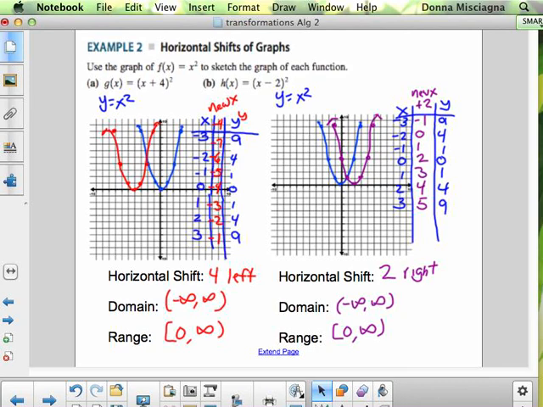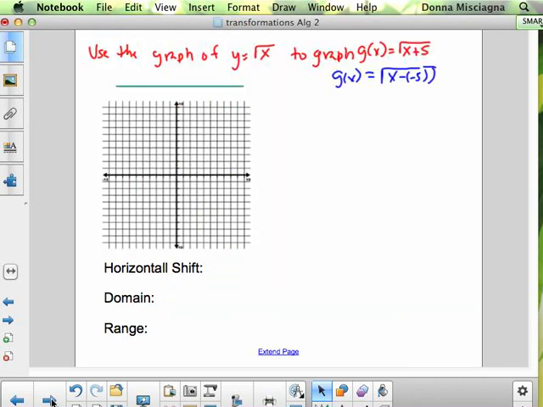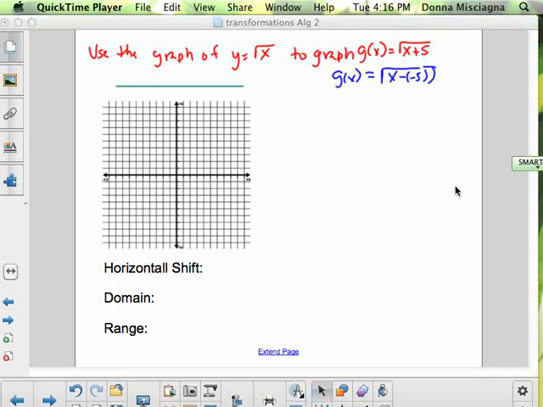So we can just take a parent function and transform our values. And a lot of times that will make it easier to graph. We don't have to find every little point. And the parent function's the same all the time. Use the graph of y equals the square root of x to graph g of x equals the square root of x plus 5.